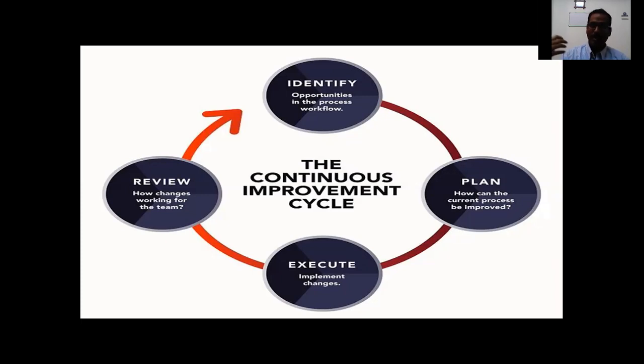Usually a facilitator, like a supervisor, will sit with their people, and then they plan how they can improve based on their identification of faults or improvements. Then once they have planned, it is time to execute. After executing, they see how the changes have made the product or the processes better. So that's a review. Then again, identify. It's a cycle. That's a continuous improvement cycle.